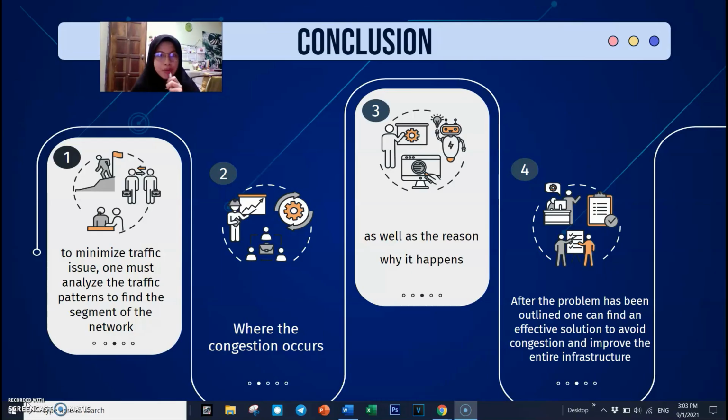Last but not least, conclusion. Overall, about the high traffic issue, in order to minimize high traffic, first thing first, one must analyze the traffic patterns to find the segment of the network where the congestion occurs, as well as the reason why it happened. After the problem has been figured out and outlined, one can find an effective solution to avoid congestion and improve the entire infrastructure. Thank you for listening.